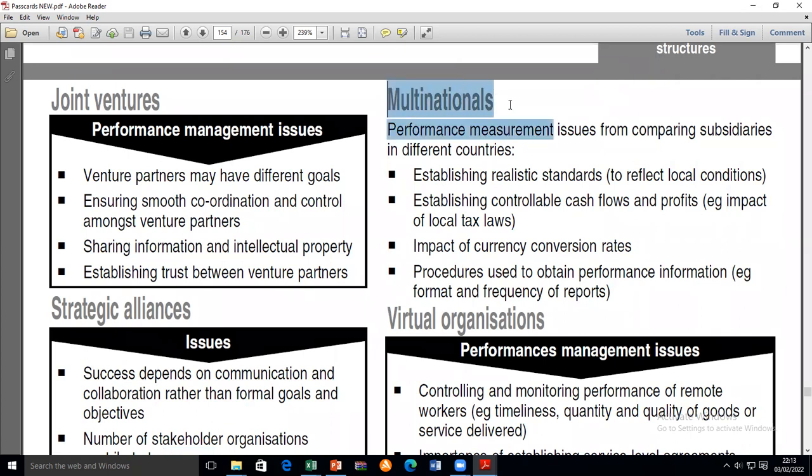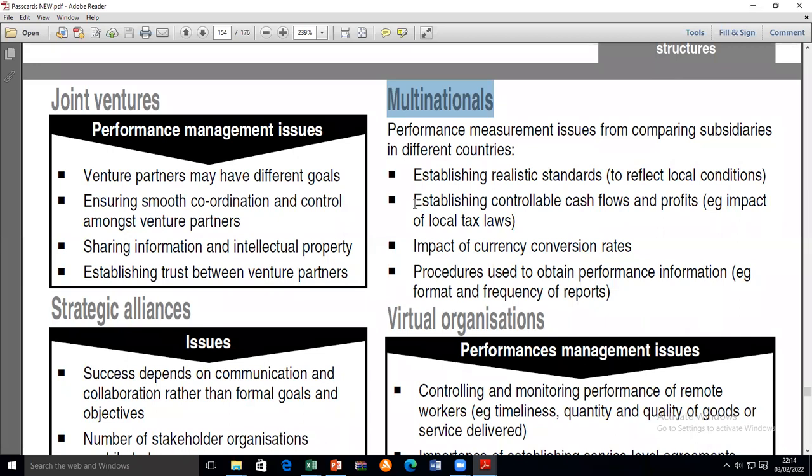If you're a multinational, you've got a lot of challenges. You've got special challenges, including performance measurement issues from comparing subsidiaries in different countries. You need to establish realistic standards, and these standards must reflect local conditions. How do you do that? You cannot have the same standards across all the subsidiaries in different parts of the world.